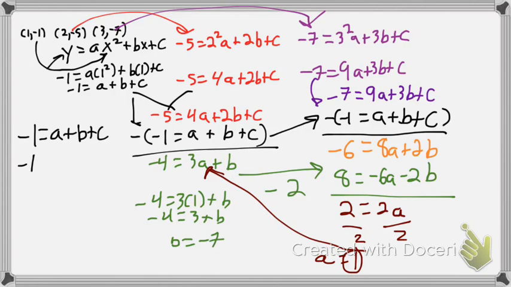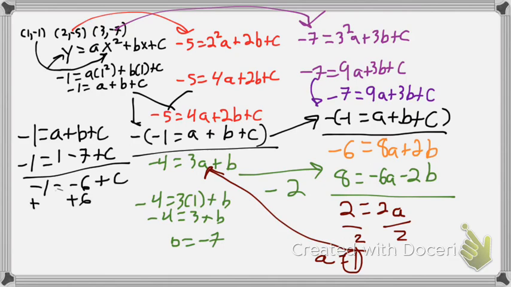So instead of a, I'm going to write a 1. Instead of b, I'm going to write a negative 7. And instead of c, well, I haven't found c yet, so I'm going to leave it there. So I'm going to have negative 1 equals negative 6 plus c. I'm going to add 6 to both sides. And I get c equals 5. So now I have a equals 1, b equals negative 7, c equals 5.